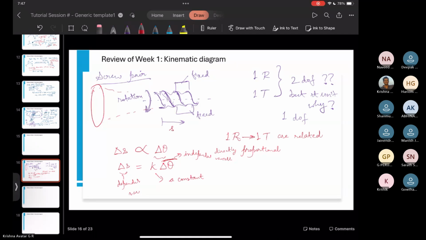So the translation follows from the rotation, and they are directly proportional. Because of these reasons, the degree of freedom is just 1. What we would have ideally guessed as another degree of freedom is directly proportional to the rotation, so we cannot call it a degree of freedom, because it's strongly dependent on something. That's why the screw pair has just 1 degree of freedom. So that's how we explain this scenario.